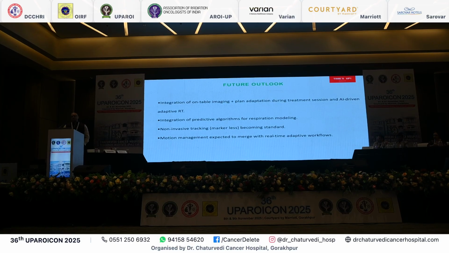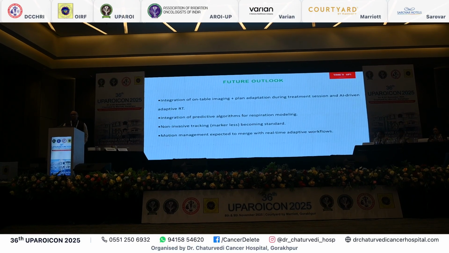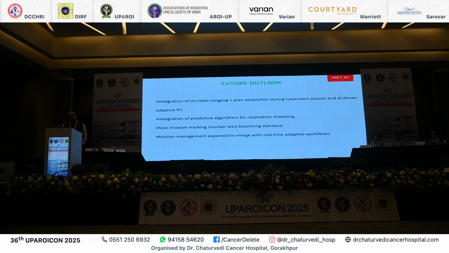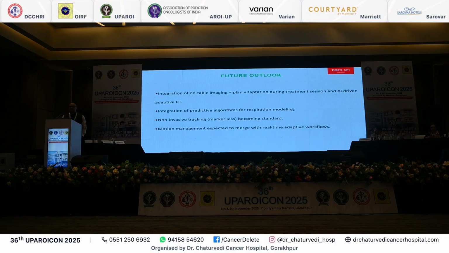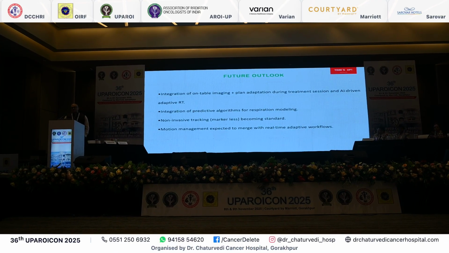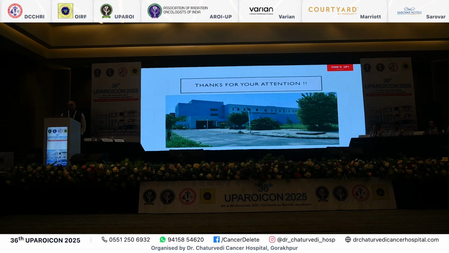The future outlook is integration of on-table imaging plus plan adaptation during real-time treatment implementation and delivery. An integration of predictive algorithms for respiratory modeling for individual patients, non-invasive tracking, and motion management is expected to merge with real-time adaptive workflows. Thank you.